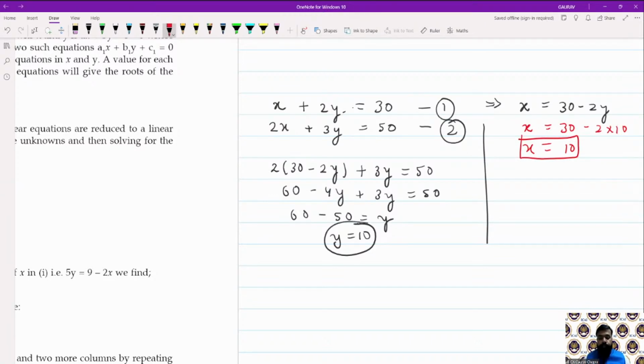All right. So this method is known as the substitution method. We have to substitute one value into another equation. Here we have taken the value of x from equation 1 and substituted it in equation number 2. So x and y both are 10 in this case.